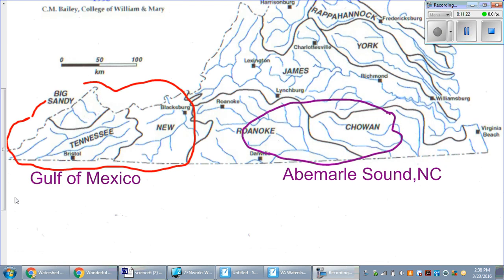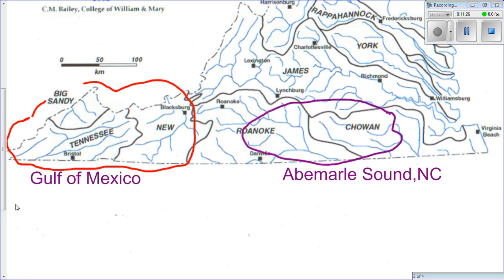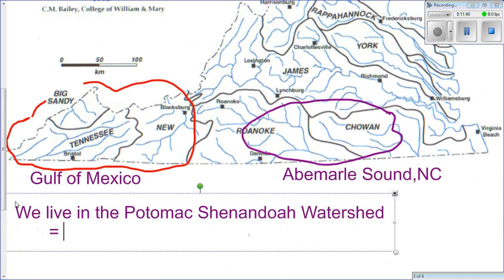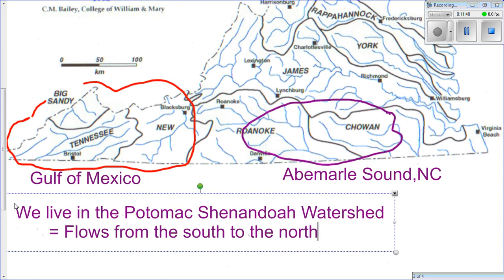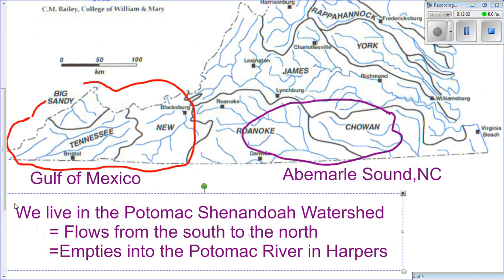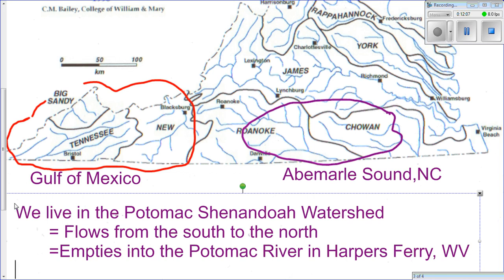Finally, a few important things to remember. Please write down the following as we talk about them. Remember that we live in the Potomac Shenandoah watershed. The water in this watershed flows from the south to the north. It then empties into the Potomac River and Harpers Ferry, West Virginia. Lastly, that water flows into the Chesapeake Bay, which then goes into the Atlantic Ocean.